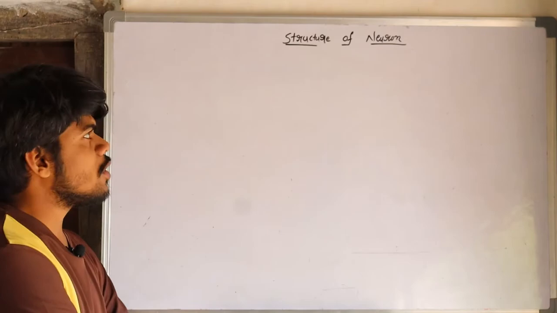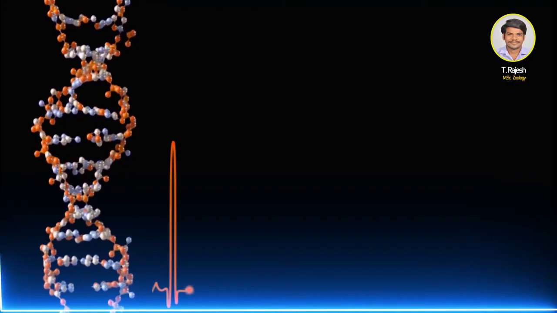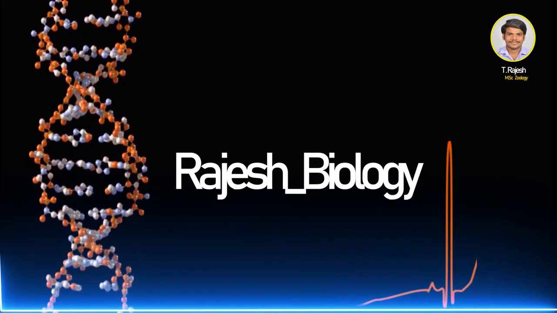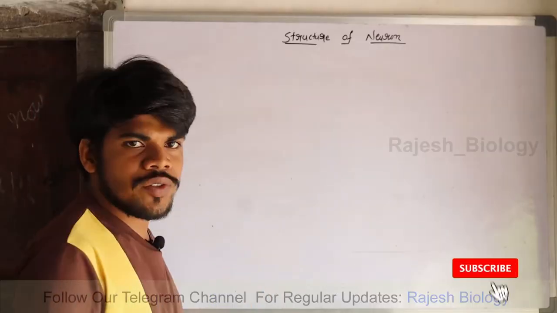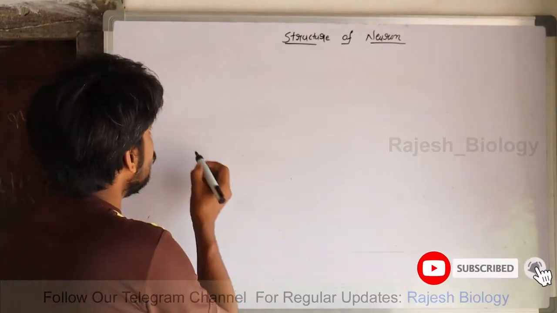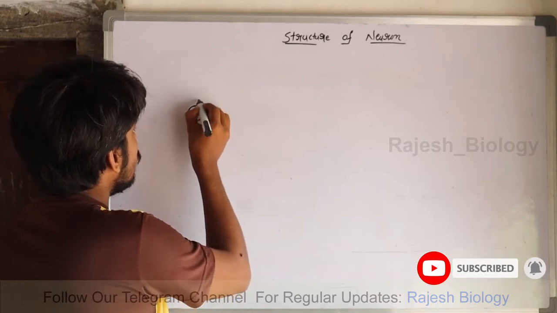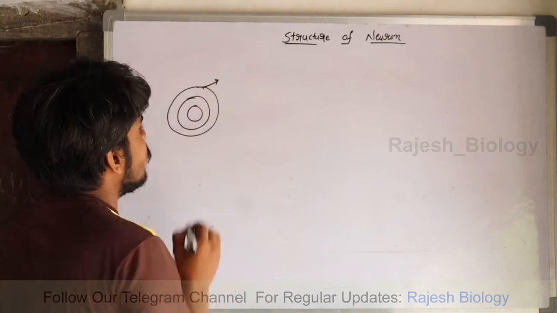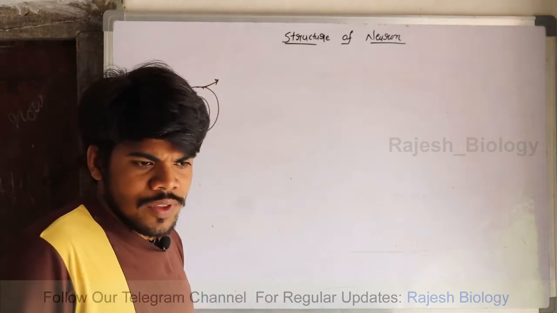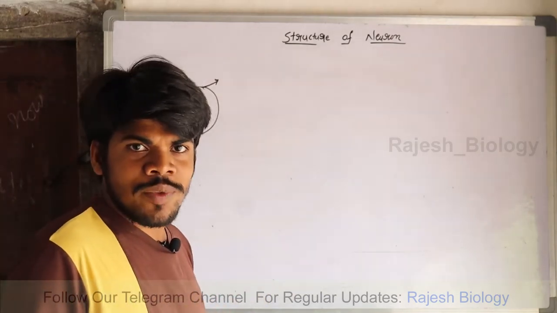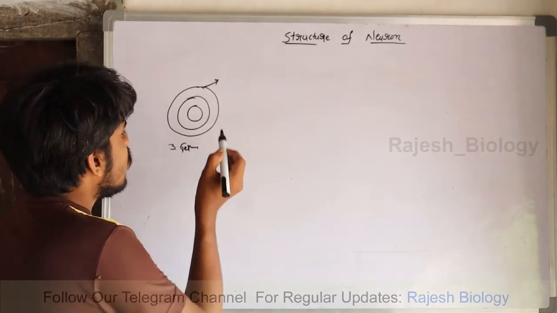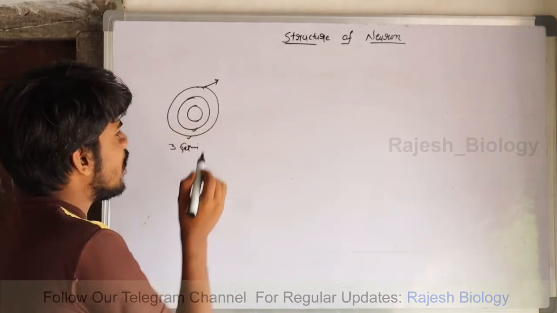Today I am going to teach about structure of neuron. Structure of neuron. First of all, nervous tissue. Nervous tissue originates from the ectoderm. You already know that all the organs originate from any of the three germinal layers. They are ectoderm, mesoderm and endoderm.